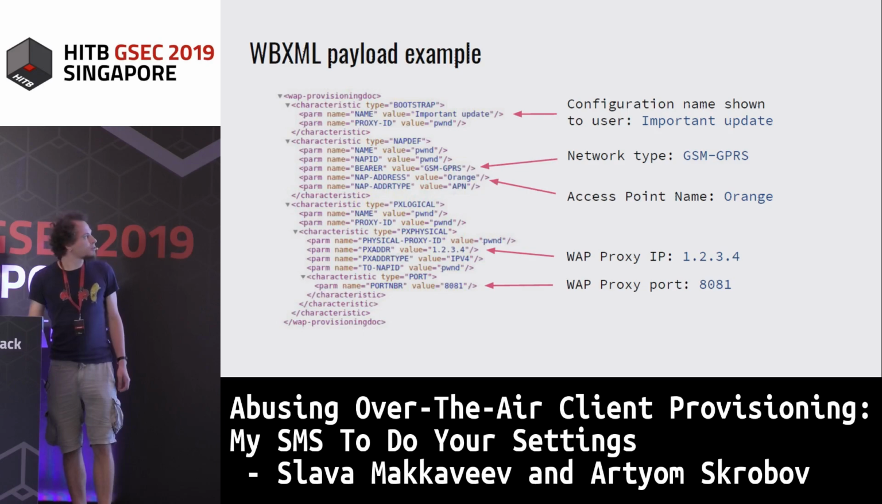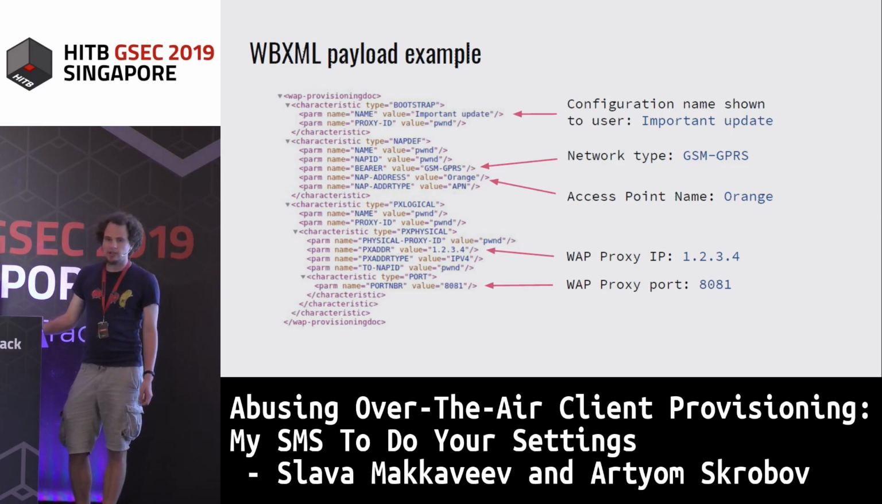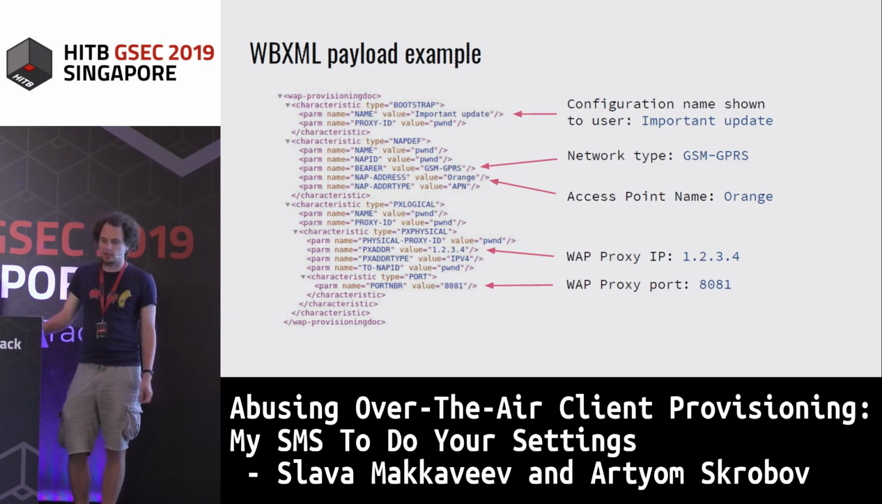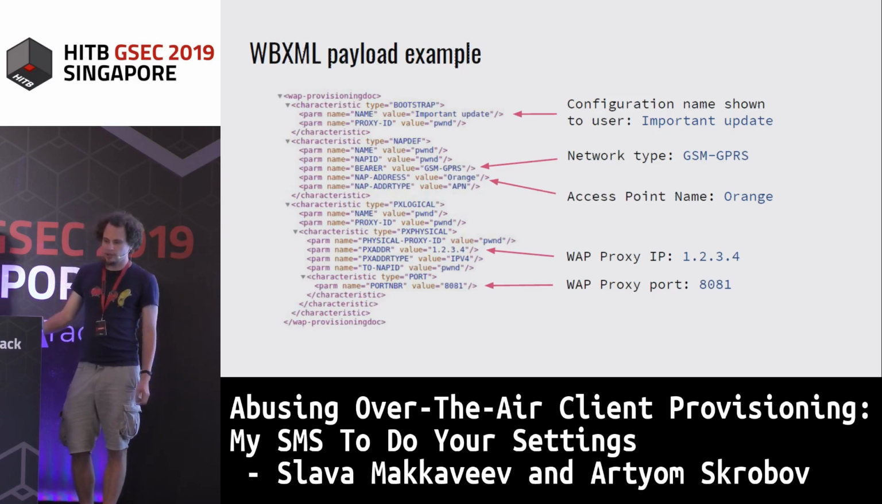So this is an example of what a client provisioning document could look like in source text format. It has all the settings highlighted on this slide. That's the display name, access point name, which is what the receiving user would see. Also the network type that the settings apply to, and the WAP proxy details. That's where all his mobile traffic is going to be routed through.